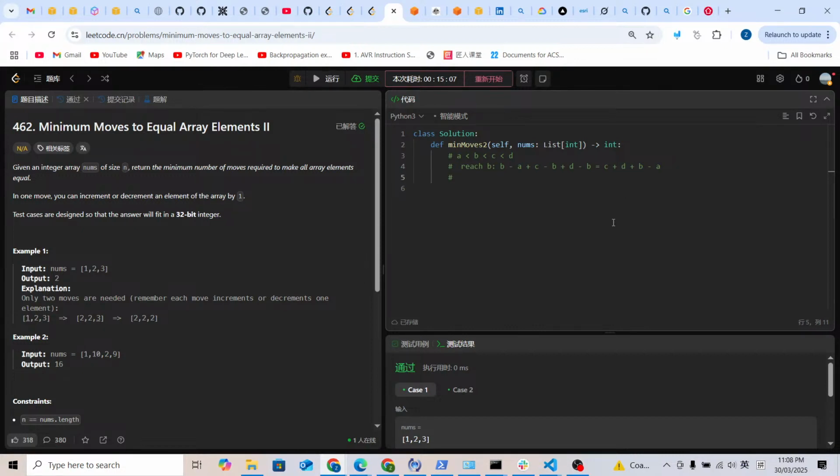What if we just want to reach a? Let me copy and paste. If we want to reach not a, let's reach c. It means it is the median number. If we were to reach this number c, what's going to happen? It's going to be d minus c. Let me put it up like this.